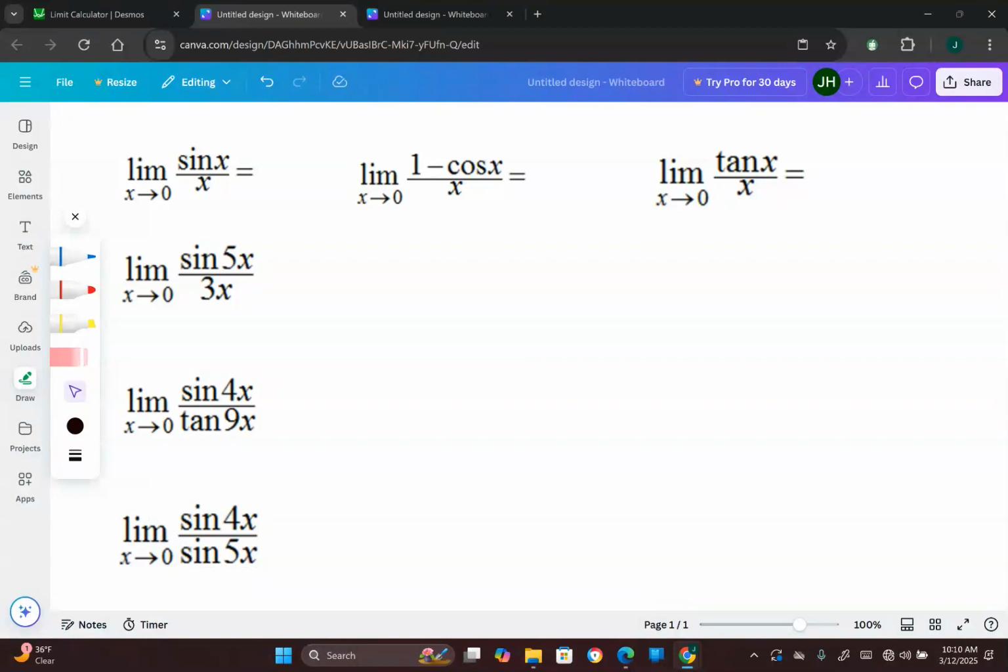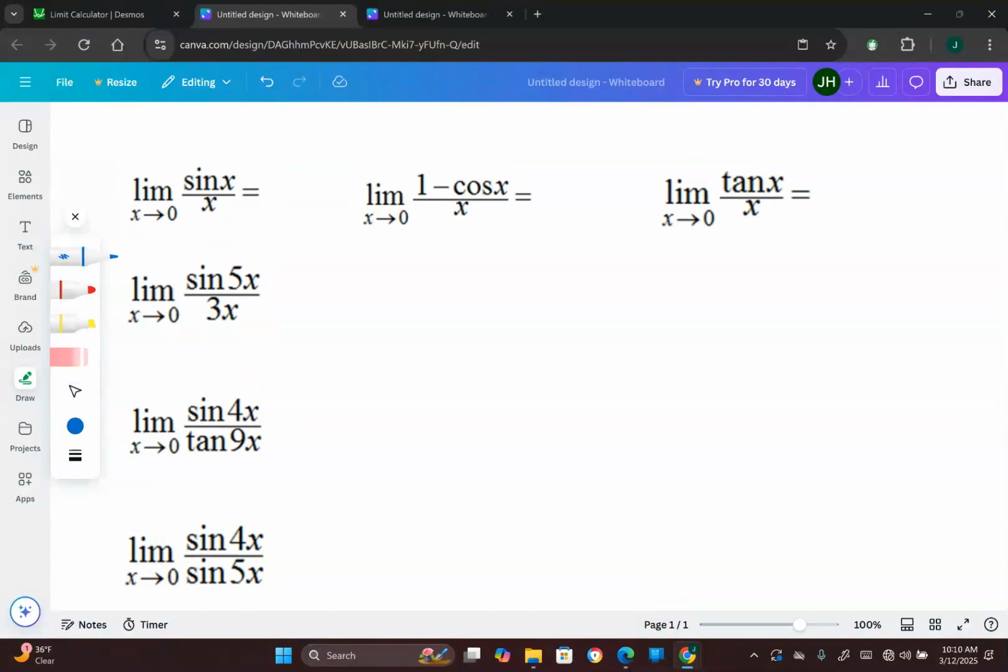We're going to talk about some limits today, and everything we're going to do today involves trigonometry. If you watch some of my other videos, you've maybe even seen in your classes, these basic trig limits. The first one up here, the limit as x approaches 0 of sine of x over x, that limit equals 1. 1 minus cosine of x over x as x approaches 0, that equals 0. And the limit as x approaches 0 of tangent of x over x, well, that's also 1.